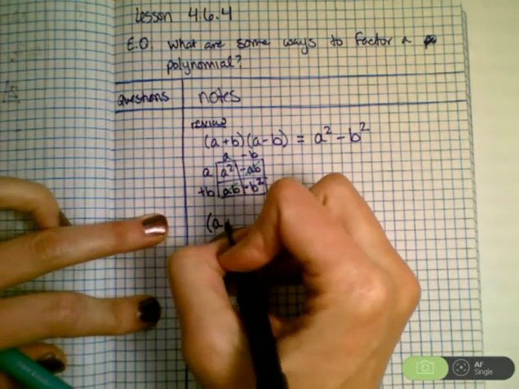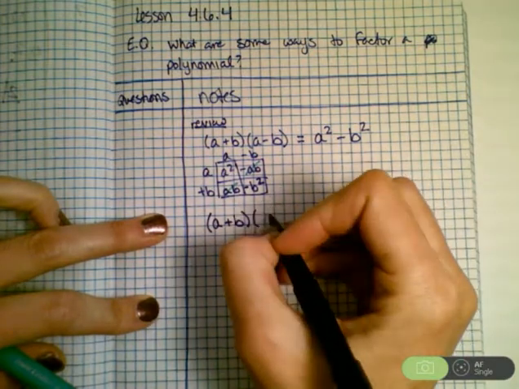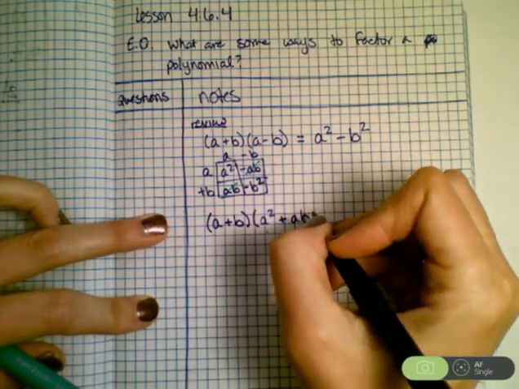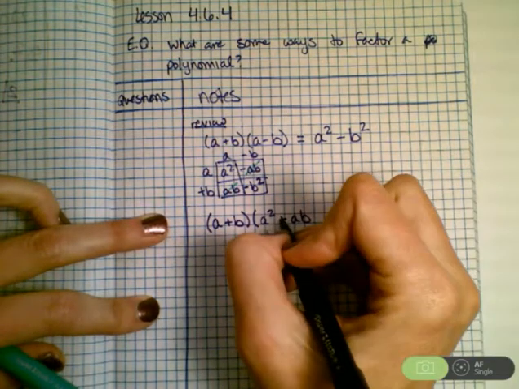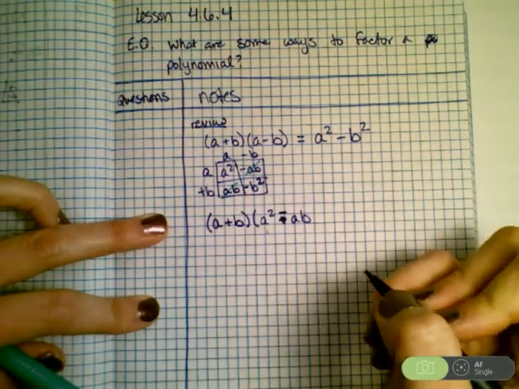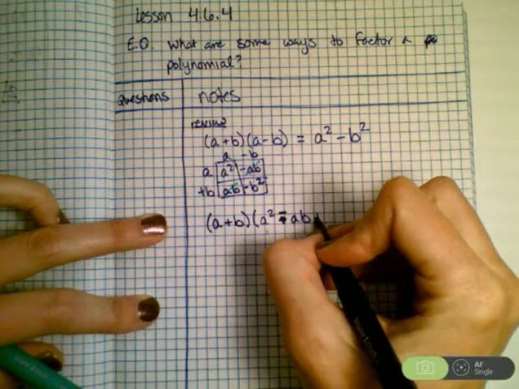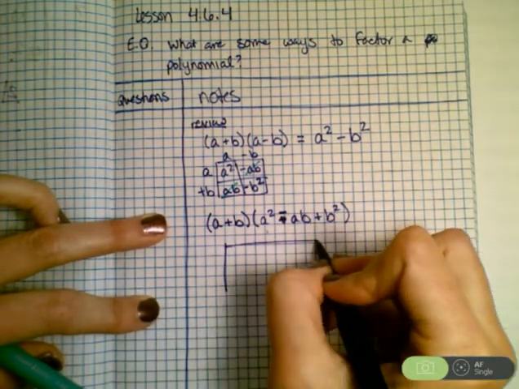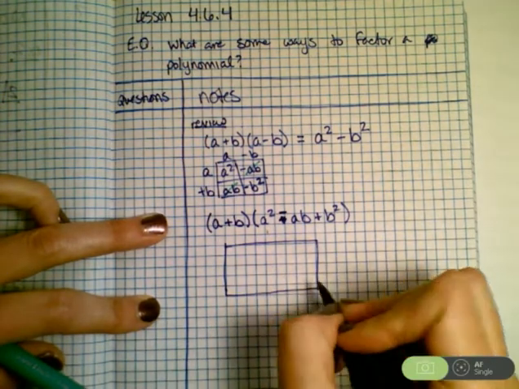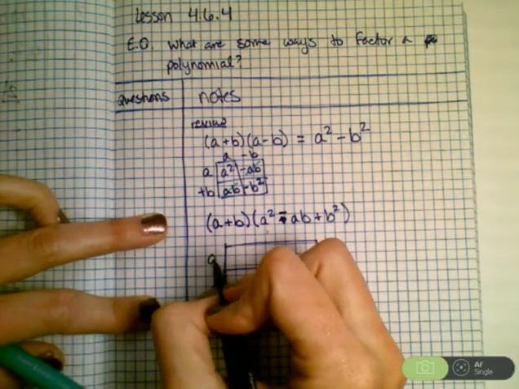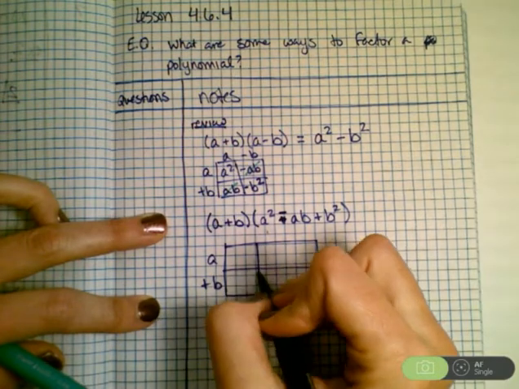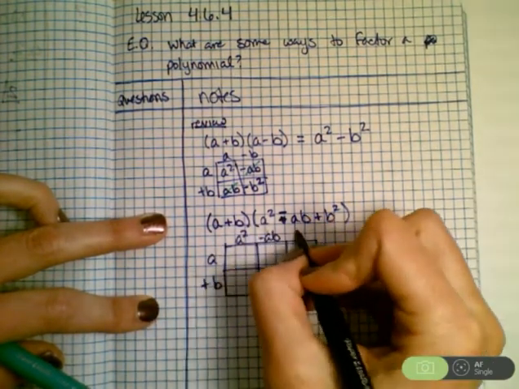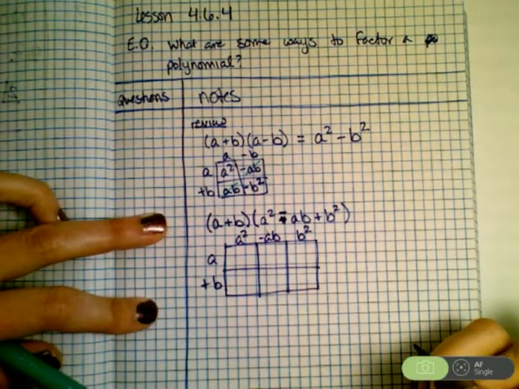is a plus b times a squared plus ab. Oh, I messed up. That's a minus. A squared minus ab plus b squared. So again, when we think about multiplying that out, we would want to make a bigger box because we need a and plus b here. And then across the top we need three things. We need an a squared, we need a negative ab, and we need a b squared.